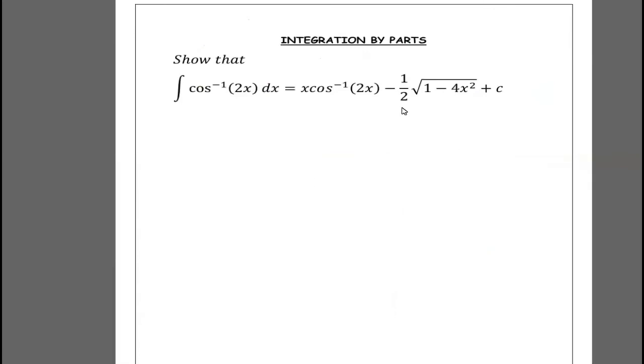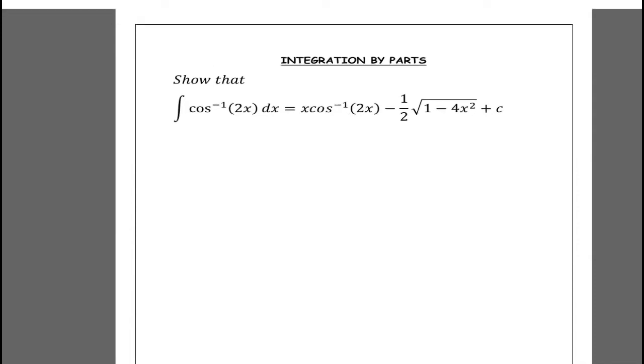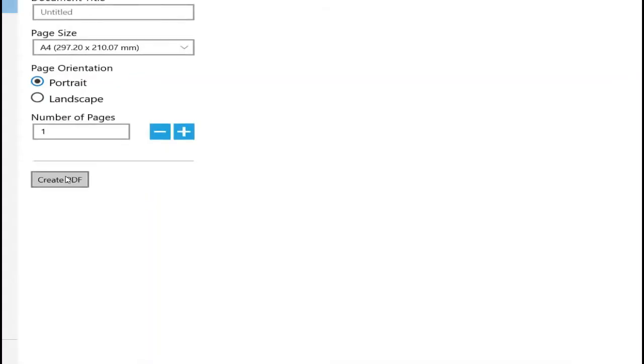The next one to look at is integration by parts. Integration by parts stems from this formula. So always remember, this is where integration by parts stems from.